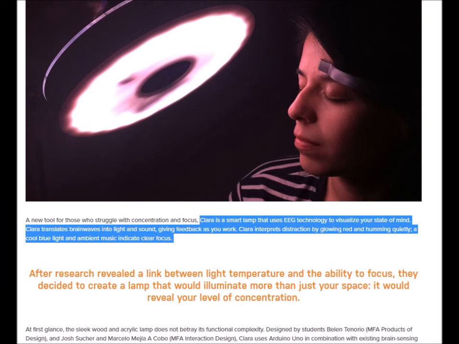It's another fantastical tale, but even this sounds very much like the color-changing mood lamps, which are actually a reality today. The picture here shows a device called a Clara, which is a smart lamp that uses EEG technology to visualize one's mental state, translating brainwaves into light and sound, and giving the user feedback of his or her mental state. The purpose of the lamp is to help the user maintain attention and focus, interpreting distraction by glowing red and humming quietly, while a cool blue light and ambient music indicate clear focus.